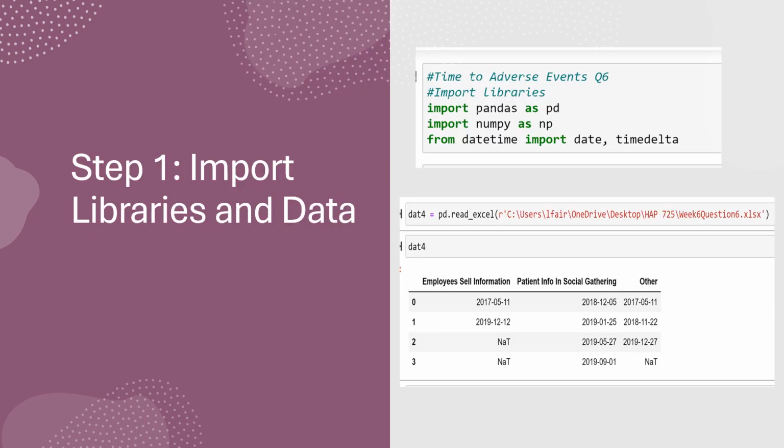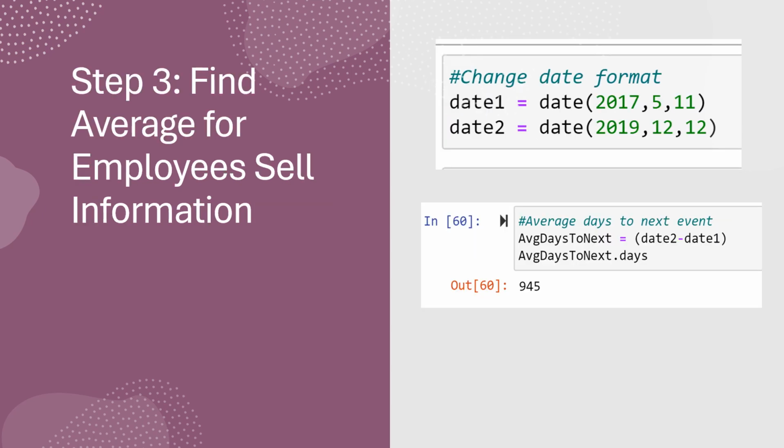So I chose Python for this question as well. I imported the libraries and the data. I put the data into an Excel sheet with the columns being the dates for each different kind of event. So then I just changed the dates into a format that would allow me to do calculations, and did an average day to next event, which would just be the difference between the two dates divided by the total number of differences. In this case, there's only 2 dates, so it was just the difference of date 2 minus date 1 divided by 1, which is 945.